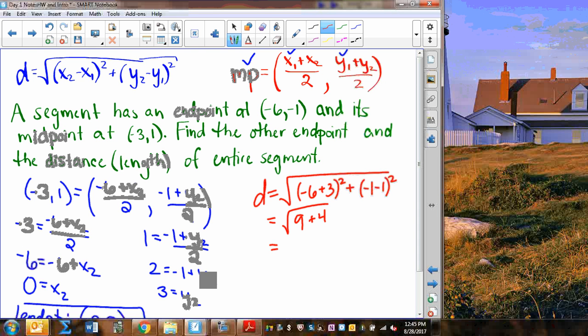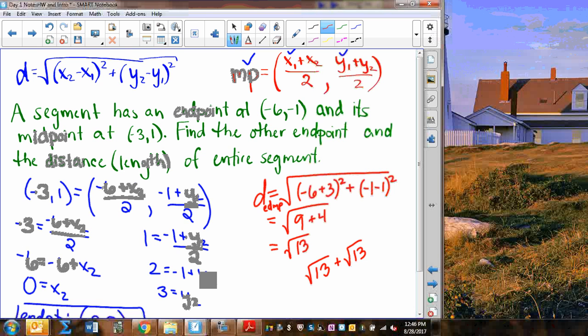So our distance of that chunk, and I'm going to write endpoint, midpoint, just so I know that that's the distance of just part of it, is the square root of 13. Now here's where we gotta be careful. We gotta remember our rules for simplifying radicals. So if root 13 is half of it, what's root 13 plus another root 13?